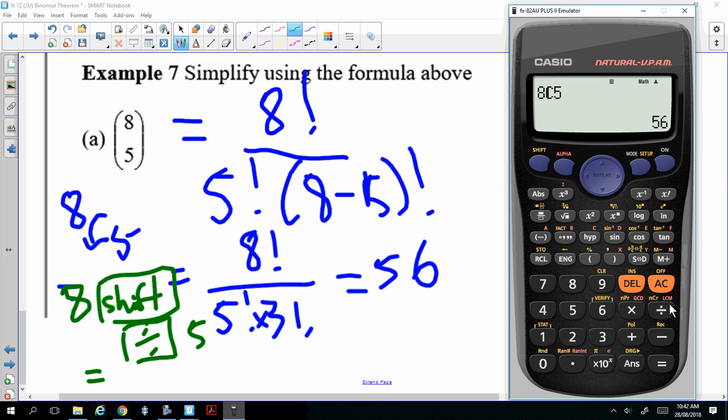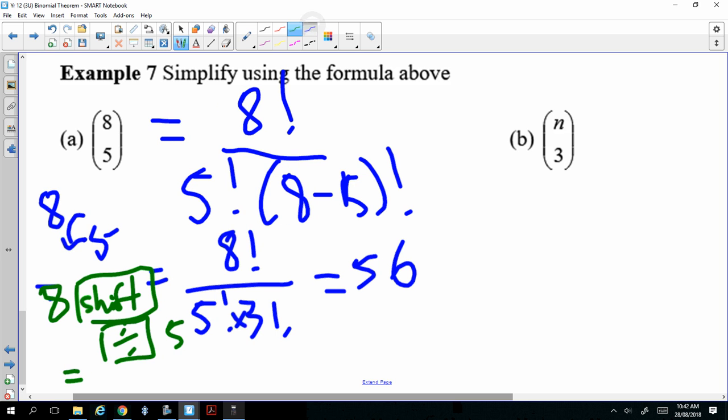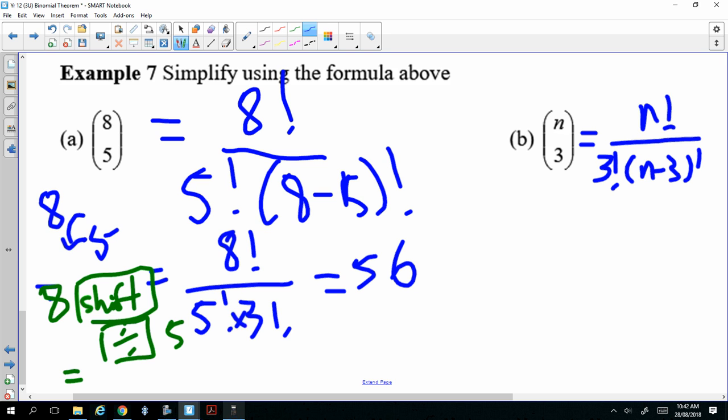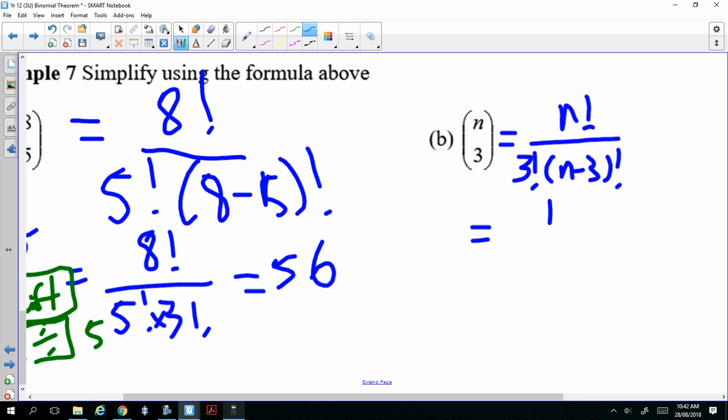Of course, that doesn't work if it's a polynomial, so we need to do the calculation by hand. Let's try to simplify this: nC3. So you go n factorial over 3 factorial, n minus 3 factorial. How would that work? You'll get n factorial over 3 factorial. Actually you need to unroll the top one.